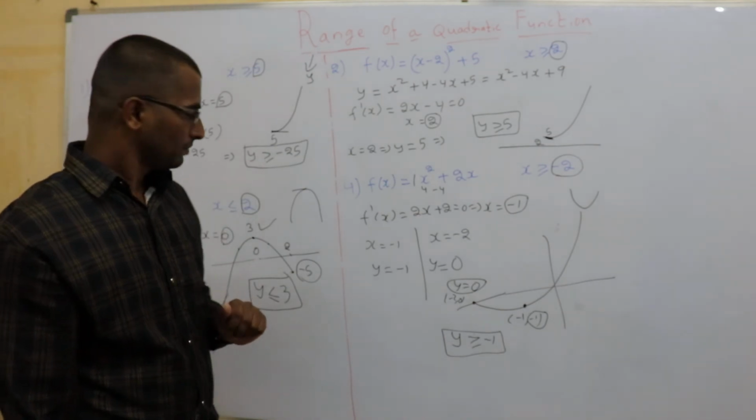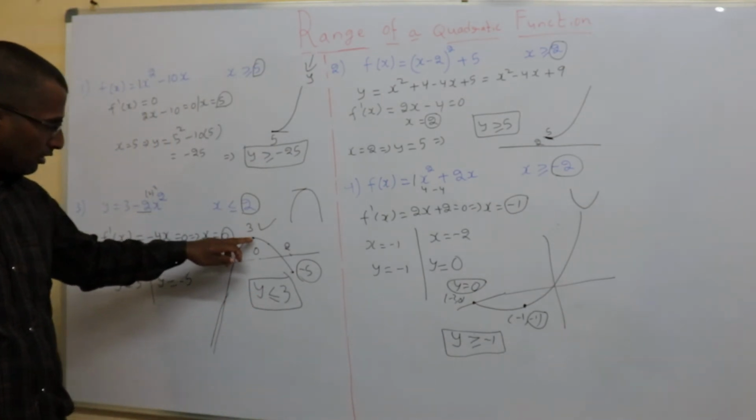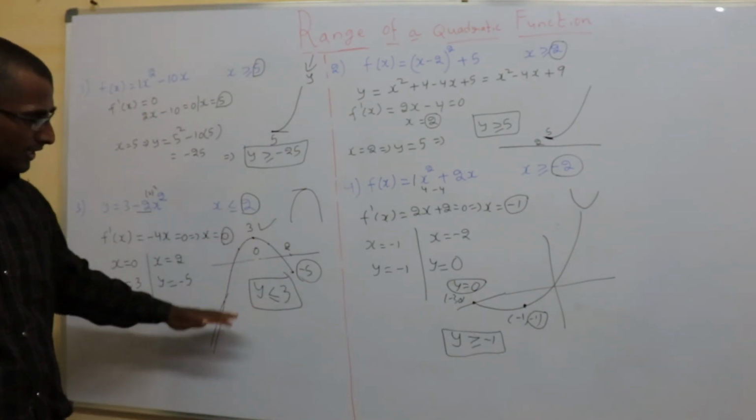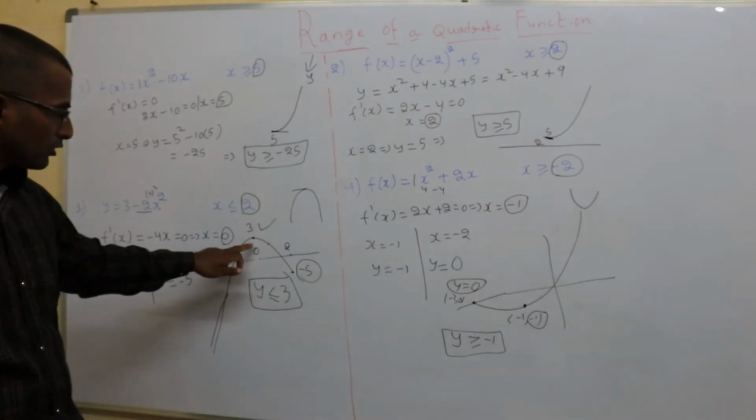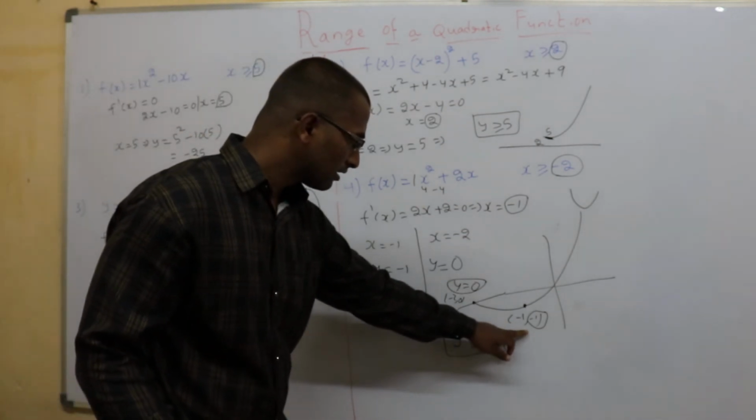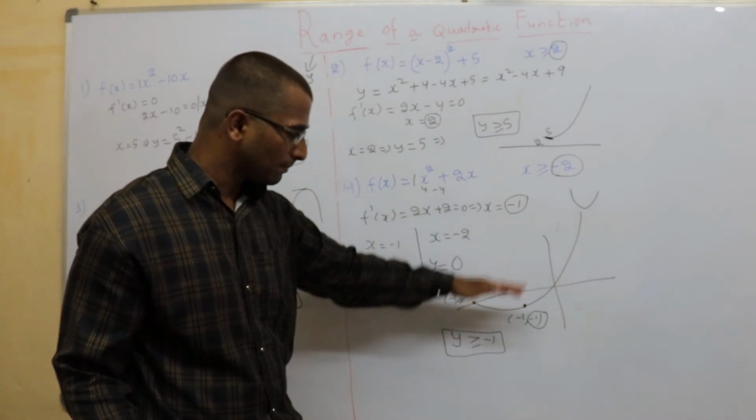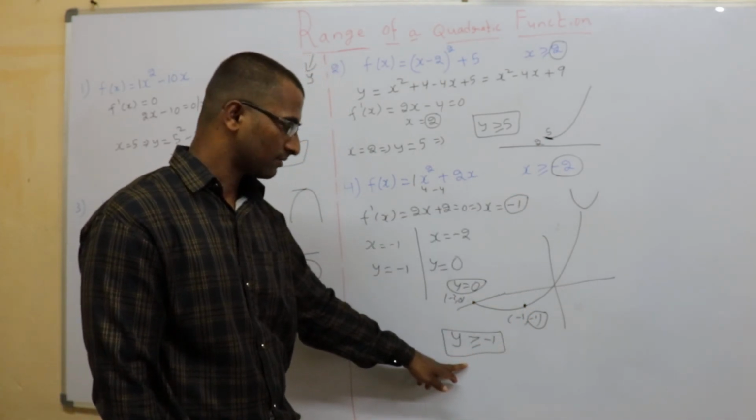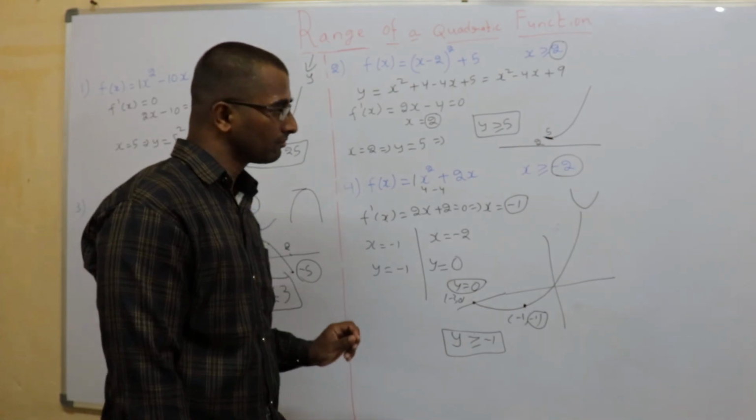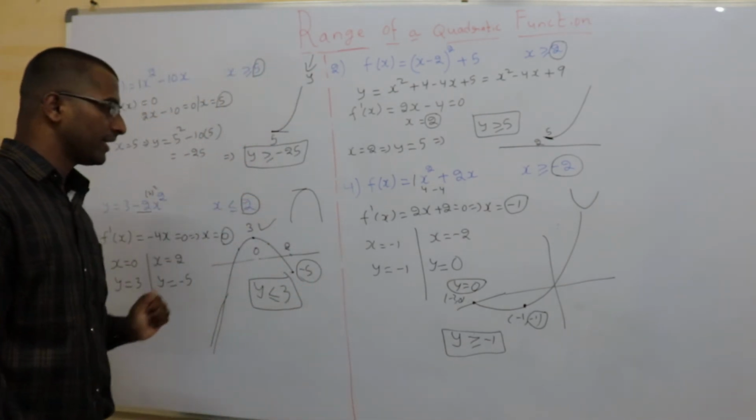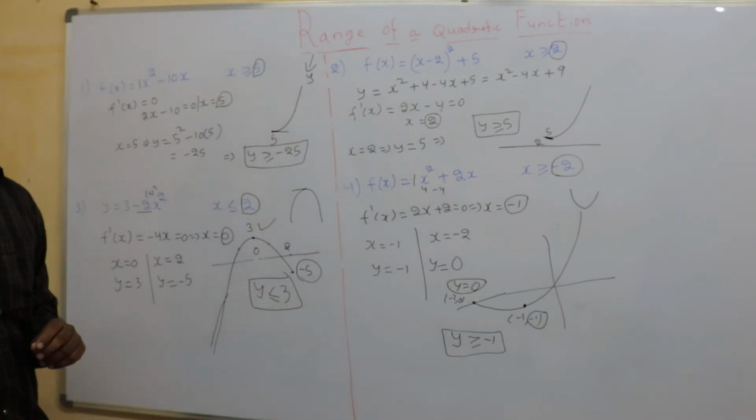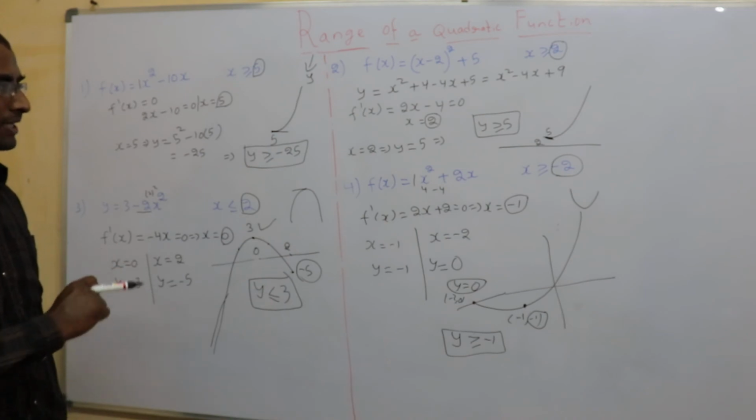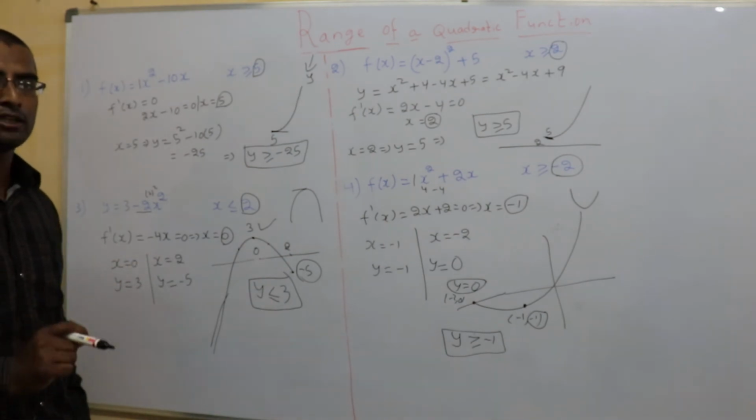Am I clear? In the previous example, all other values of y are smaller than 3, so I have chosen this one. Over here, all other values are greater than minus 1, so I have chosen this one. Clear? Fine. We can even do this by completing the squares, but I found this method easier to understand.